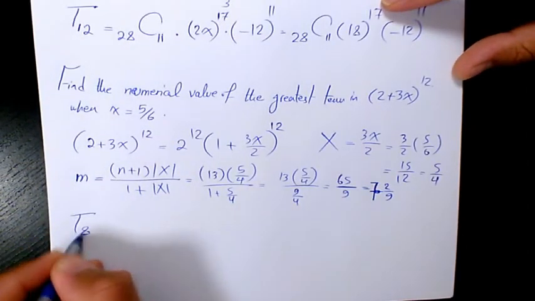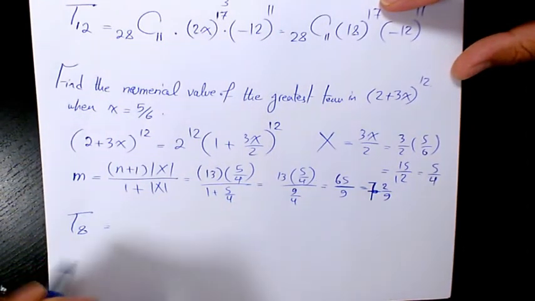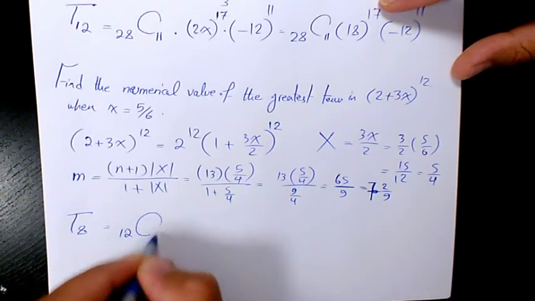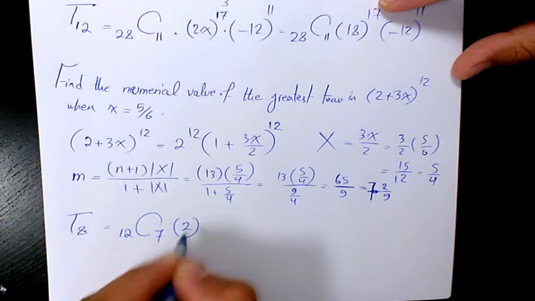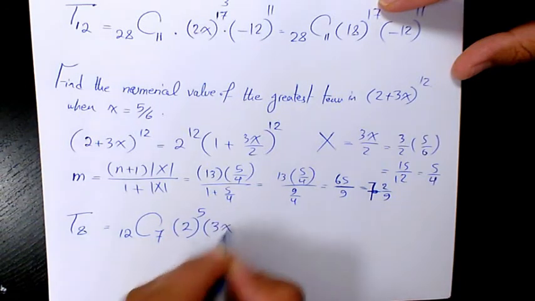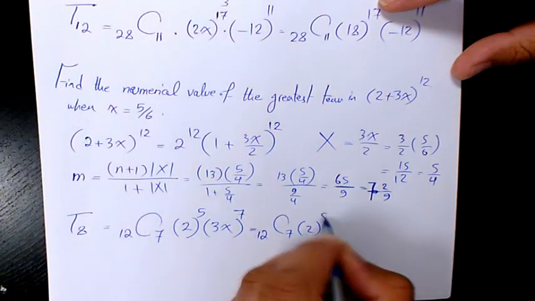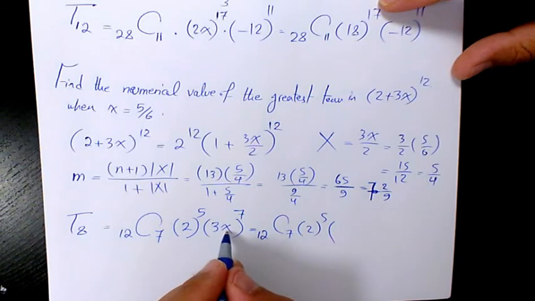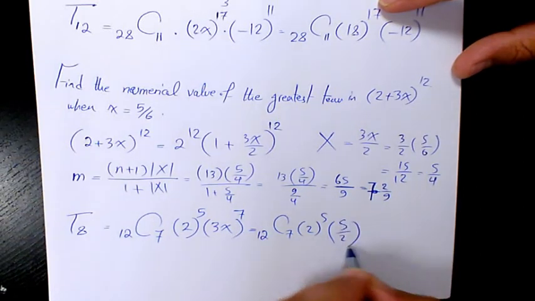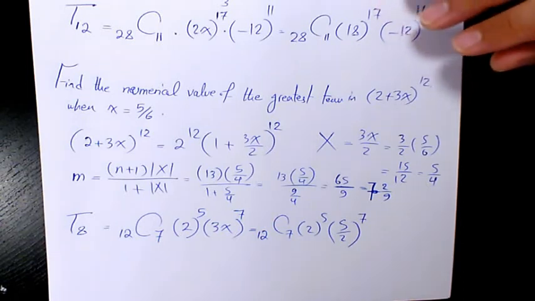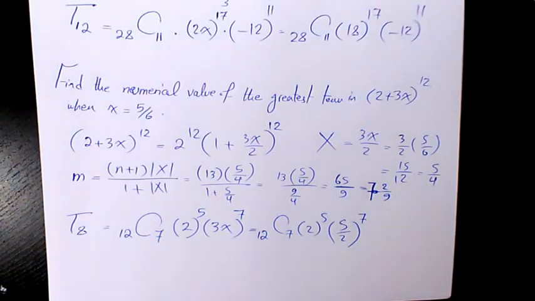So T8 is the numerically greatest term. T8 is 12C7 2 to the power of 5 times (3x) to the power of 7. 12C7 2 to the power of 5, 3 times 5 over 6. So 15 over 6. That's going to be 5 over 2 to the power of 7. So that's going to be the numerically greatest term.